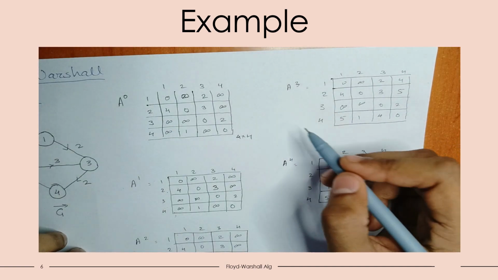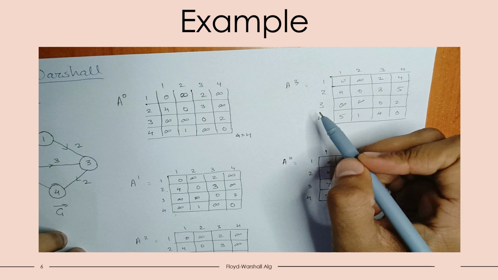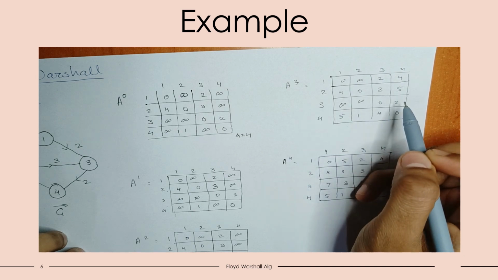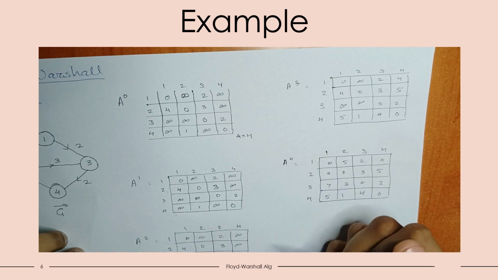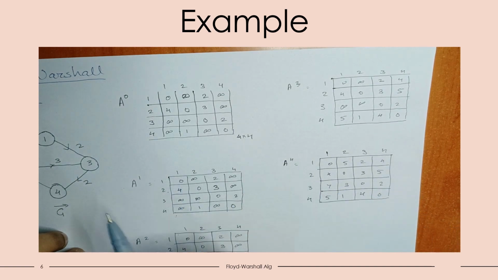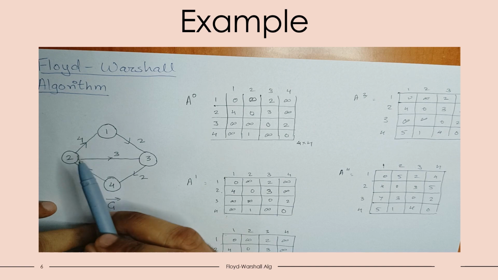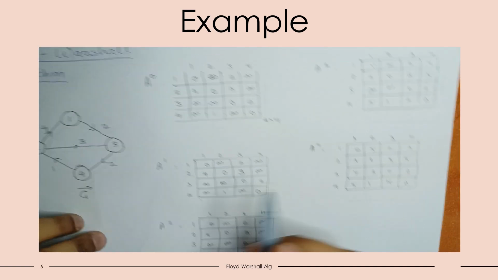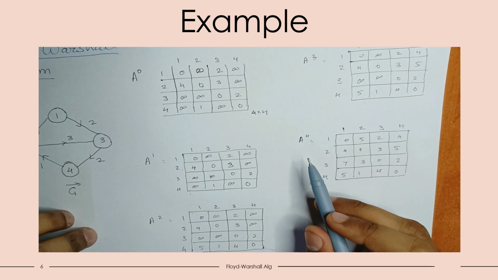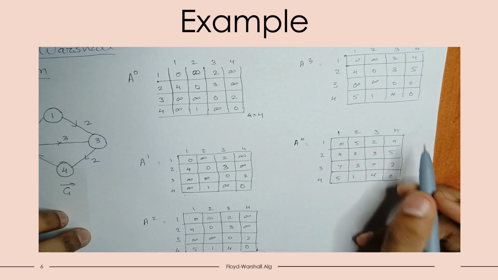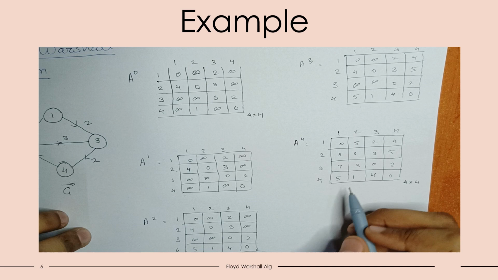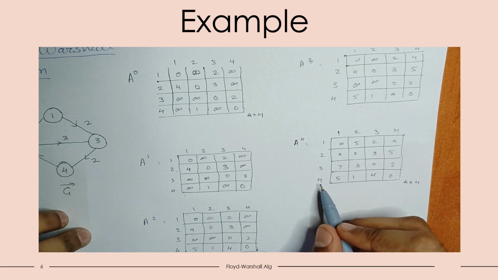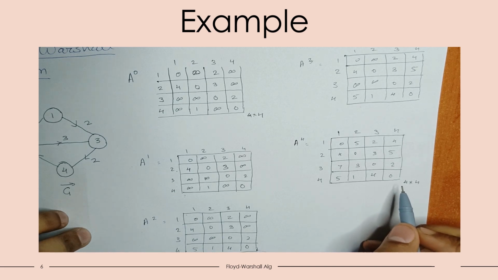In this matrix A3, we keep the vertex 3 as our intermediate vertex, and we get this corresponding matrix. Now moving on to the final matrix A4, since our directed graph was based on 4 vertices, we would stop at A4. Now 1 2 3 4, 1 2 3 4, again a 4 cross 4 matrix. In A4, we'll be keeping the vertex 4 as an intermediate vertex.